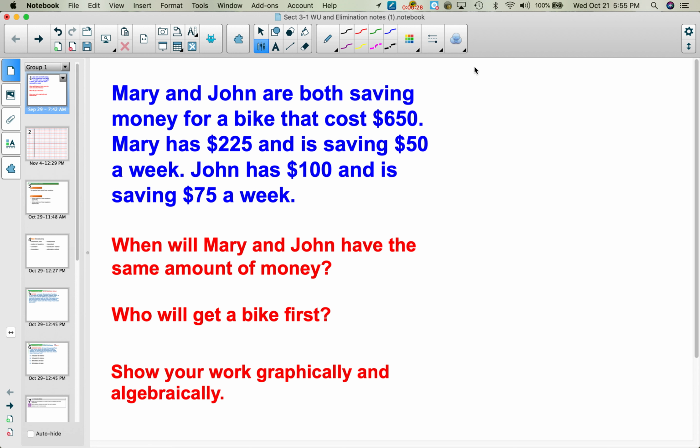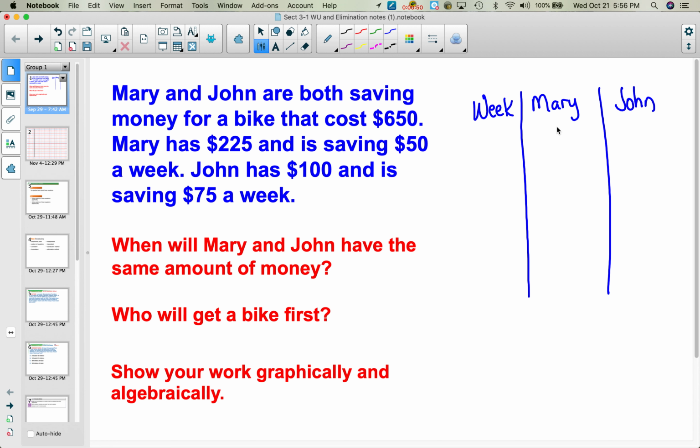So first of all, when we start off, this problem is a lot like the phone plan problem. It's a lot like the amusement park problem. So we're going to look at week and how much Mary has and how much John has.